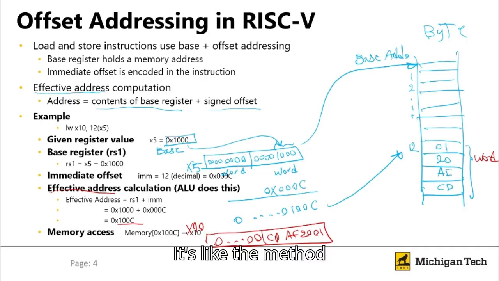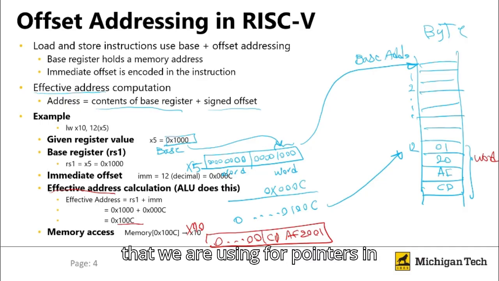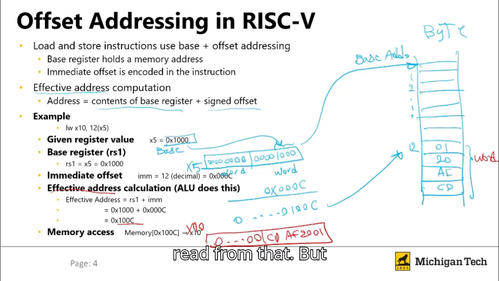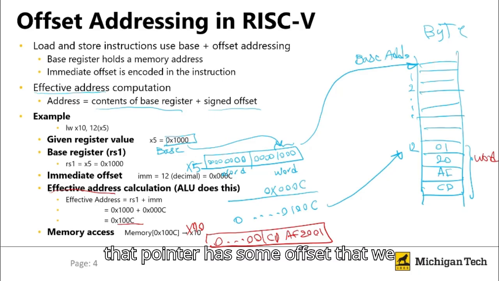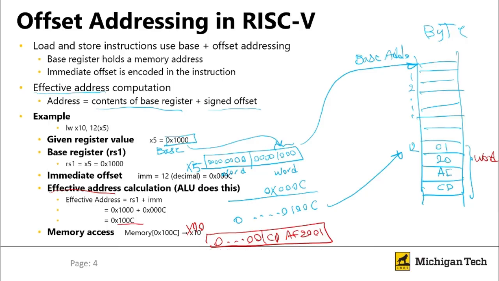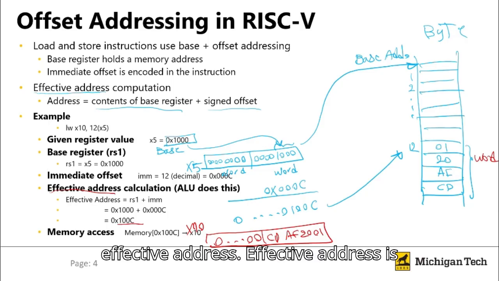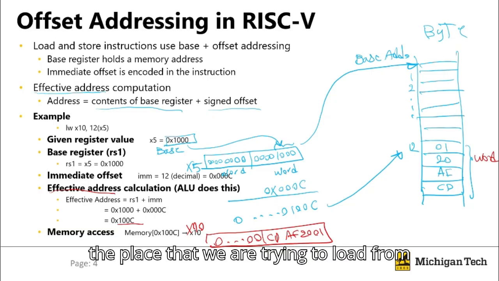It's like the method that we are using for pointers in C. Here we are doing that. This is like a pointer. Pointer is the address that you want to access and read from. But that pointer has some offset that we add with the base to find the exact effective address. Effective address is the place that we are trying to load from.